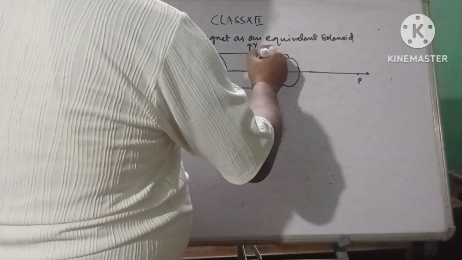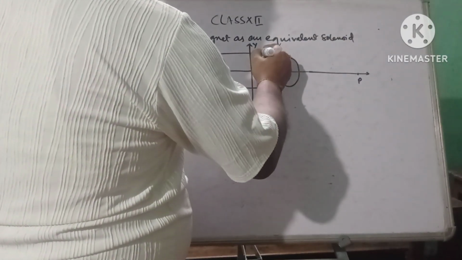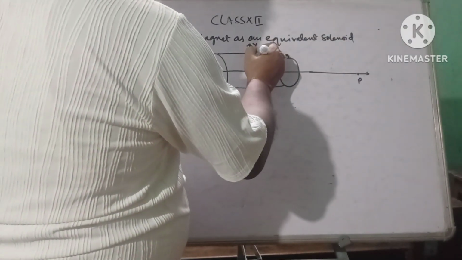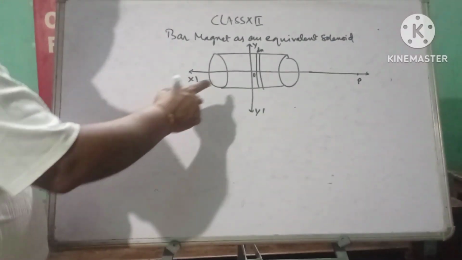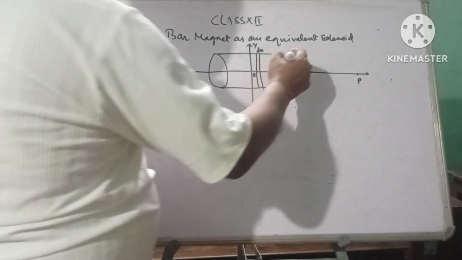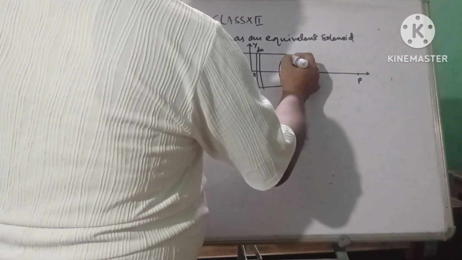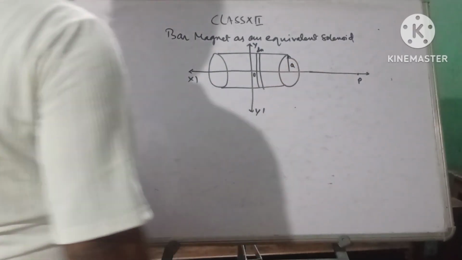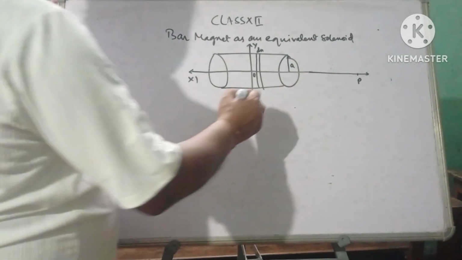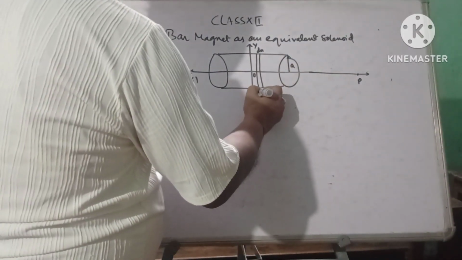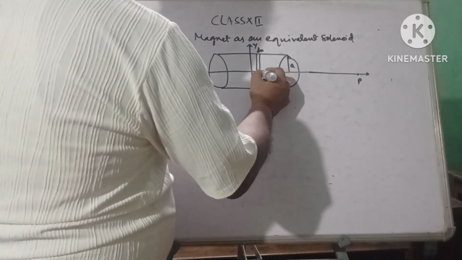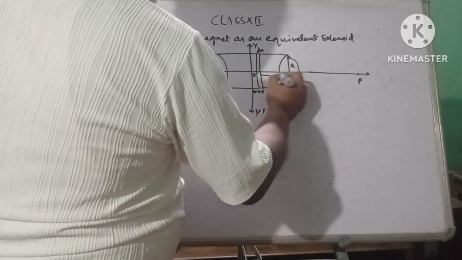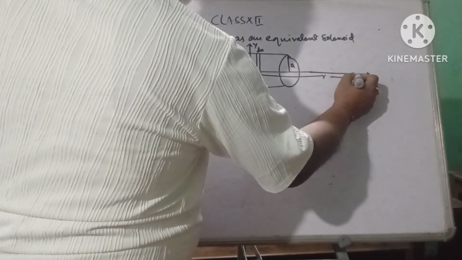And we are taking a small strip here. Let this be dx, and current I is flowing through it, and the radius of this coil is a. This strip is at a distance x, and from here to the point of observation it is r.